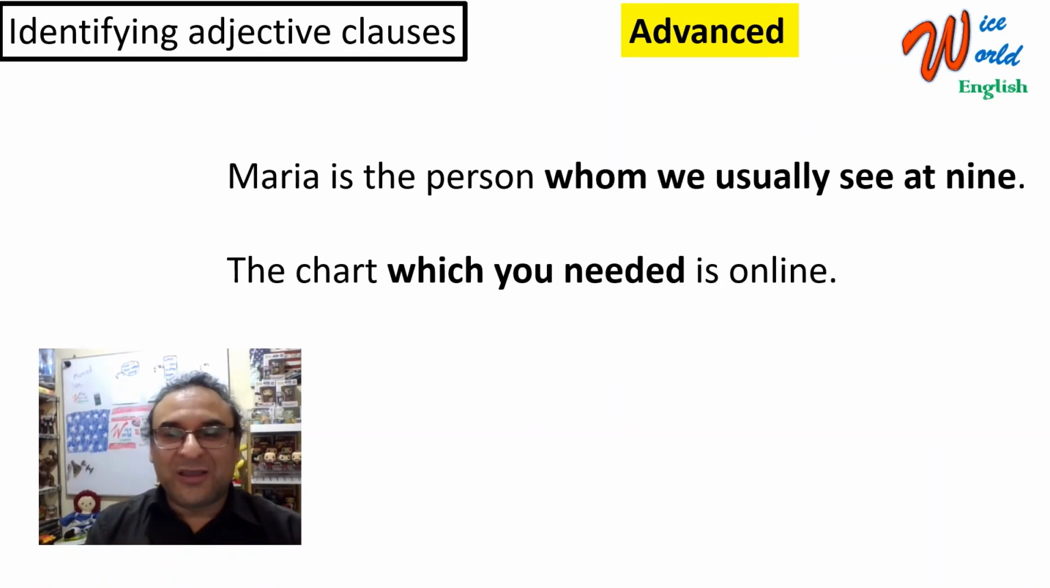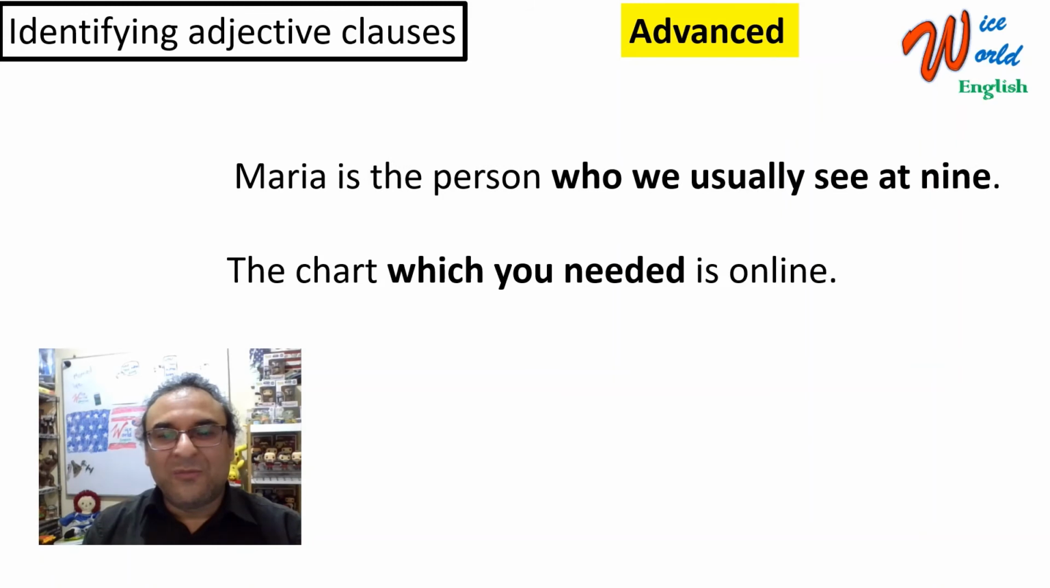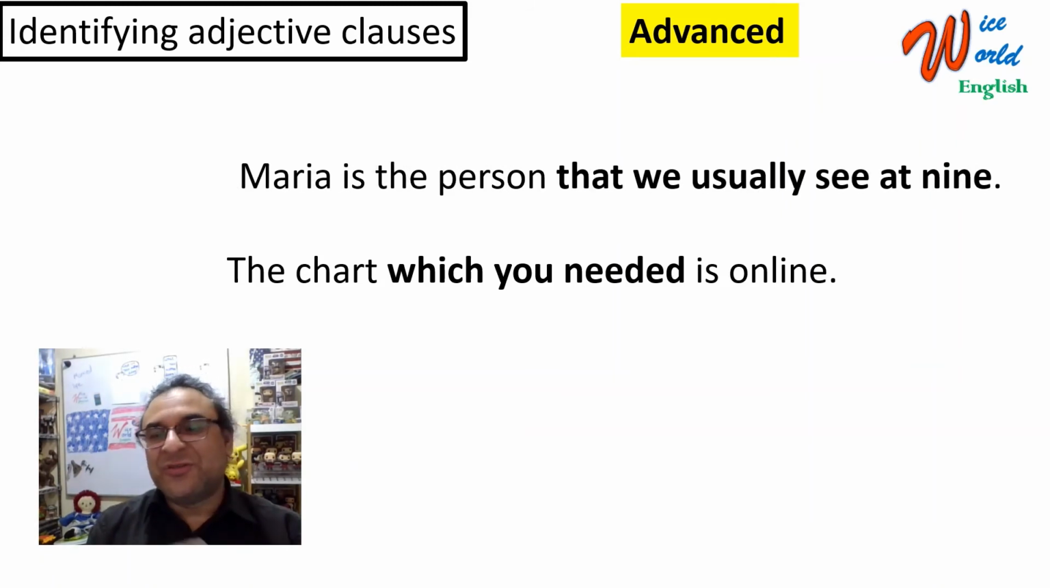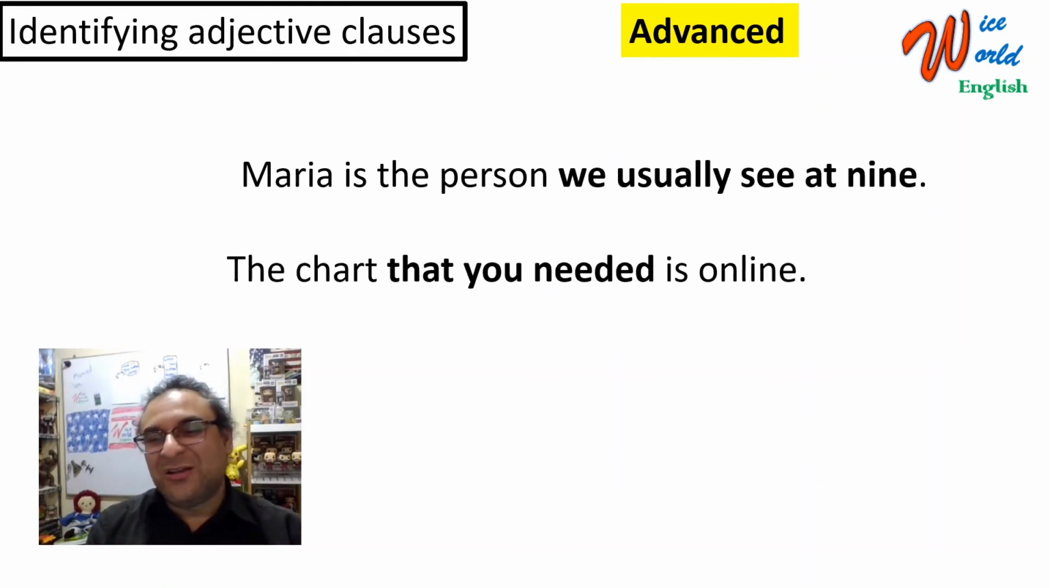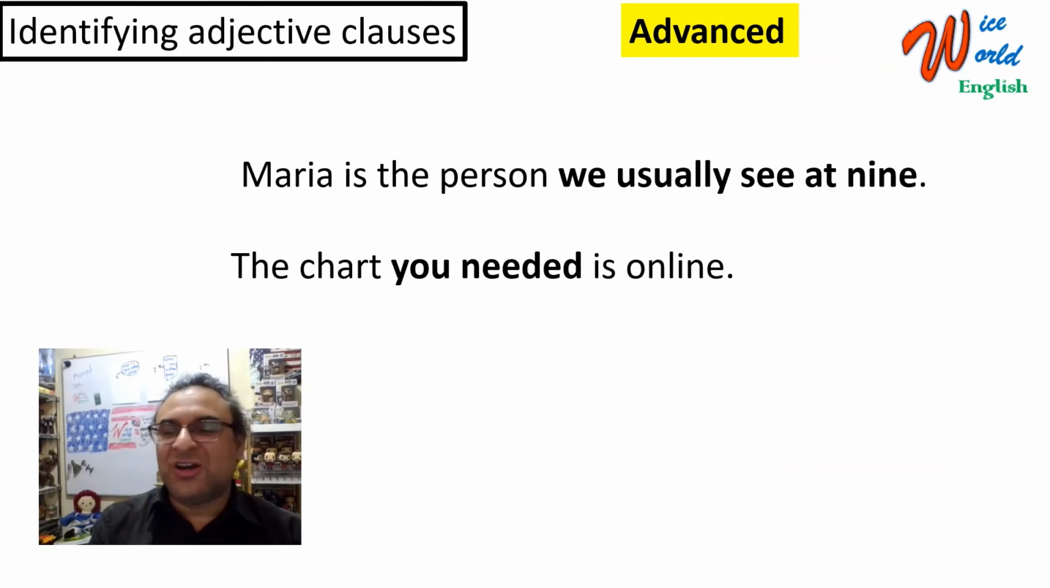Okay, so those sentences are formal, we're gonna make them more casual. The first one would be "Maria is a person who we usually see at night," or "Maria is a person that we usually see at night," or just say "Maria is the person we usually see at night," without using the relative pronoun. Remember that the last one is commonly used in speaking. Okay, what about the second one? "The chart that you needed is online," or just say "the chart you needed is online."